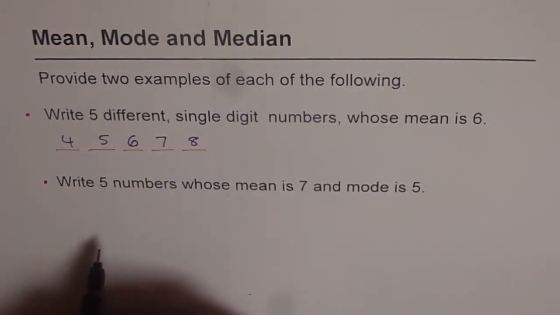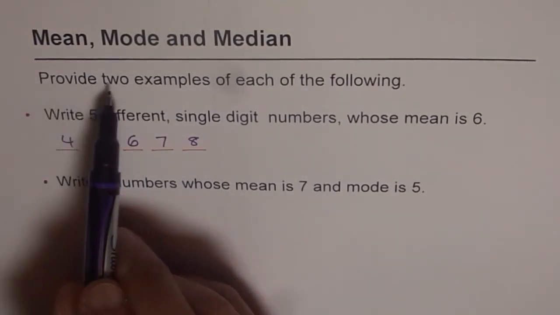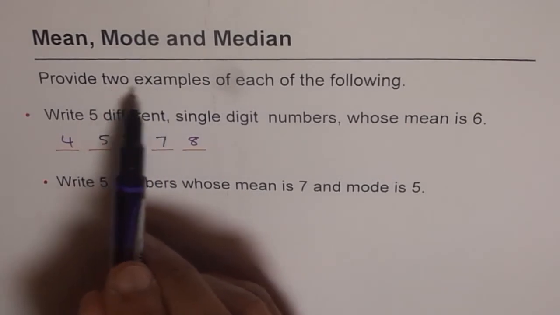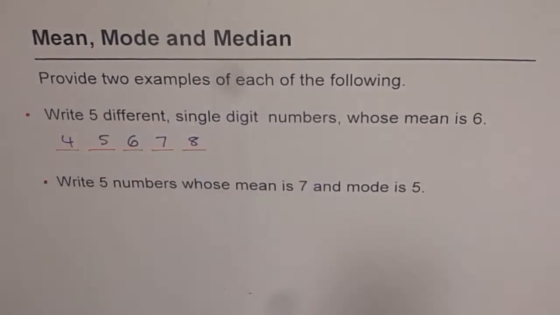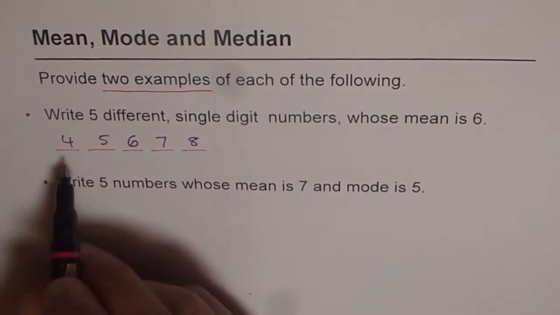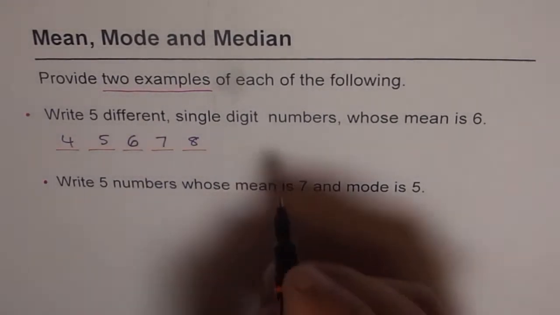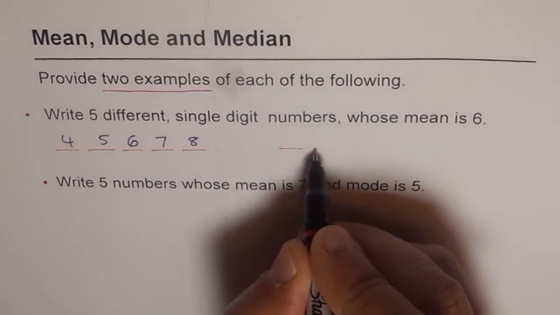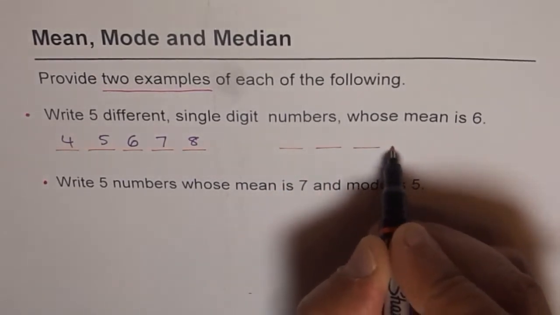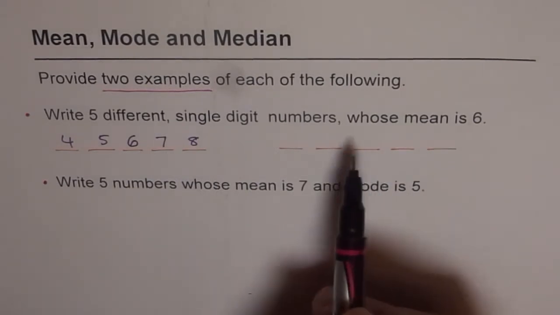I hope you understand. Plus, let me remind you, when you started this question, it was written on the top, provide 2 examples. Do you understand? 2 examples of each of the following. So at times, if you're in a rush, you may miss that part, right? Even if you know how to answer, you may just write 1 example and move forward. Remember, you have to provide 2 examples. So let's provide 1 more example. Can you now give me 5 different numbers whose mean is 6? And they all are different, right?